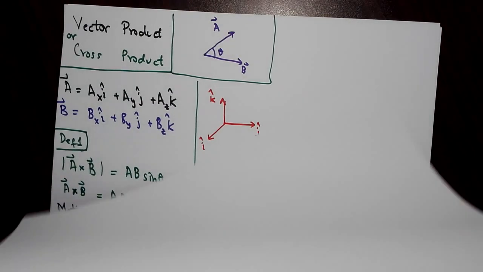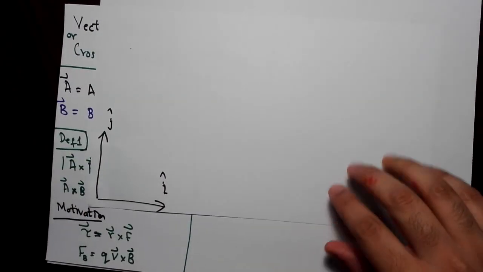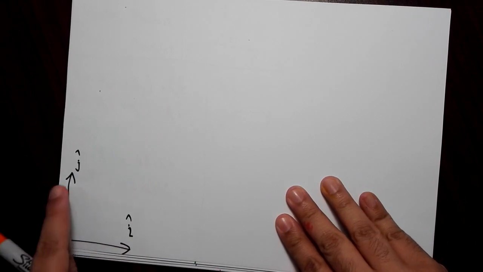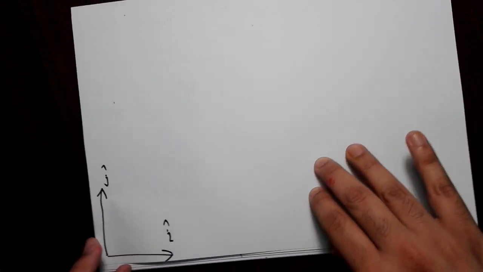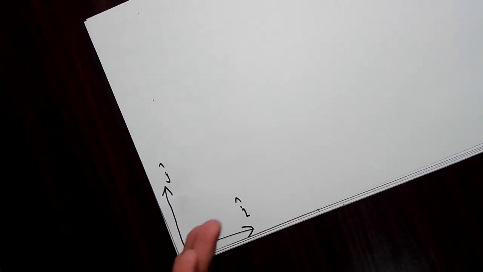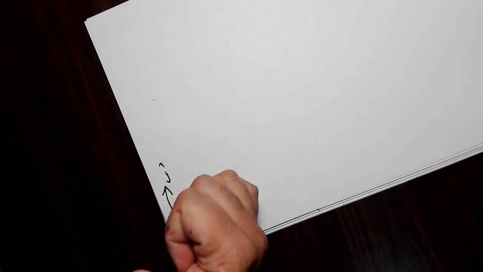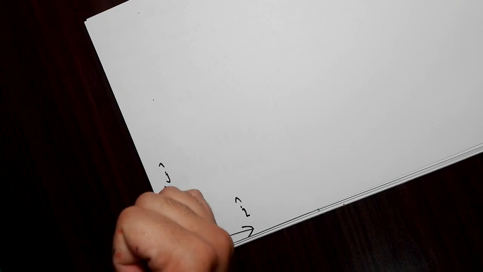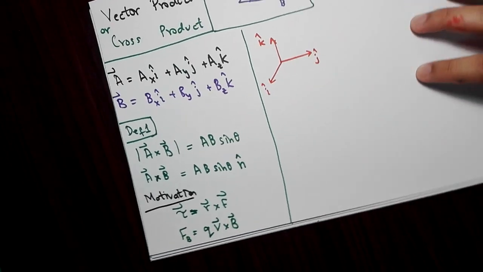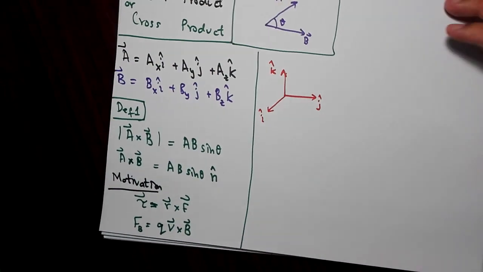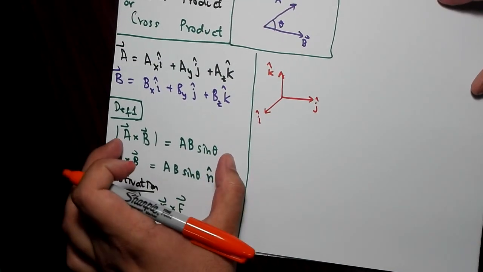So let's say that you have a situation like this, where i hat points at one corner of the page, j hat. So this is your x direction, this is your y direction. Now you will again point your fingers towards i and then curl towards j, so you point out of the page again. So that's your k hat direction. So when you do i cross j, let's look at this definition.